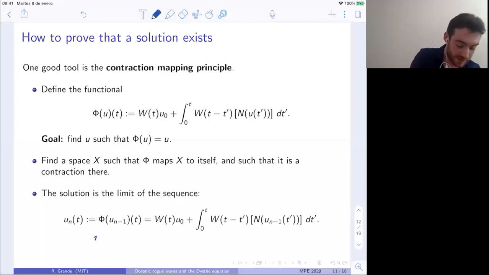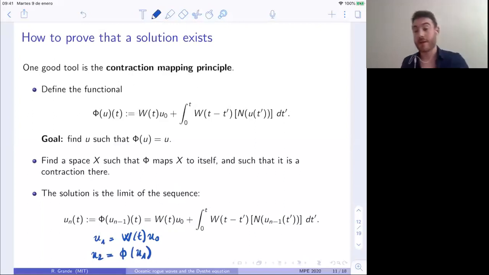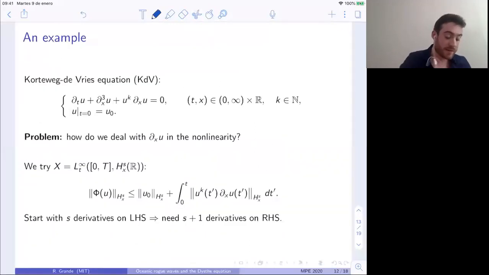Let me call it u1. And look at the next iteration given by phi. And perhaps if we find a common space where they both lie, then we are at least in good shape to try to prove that this is the reasonable space X. So perhaps let me show one example on how one constructs this space. Or rather, one example of how one doesn't construct this space, at least for now.